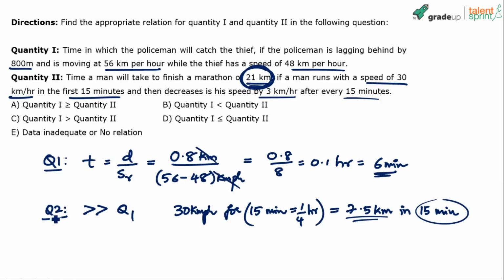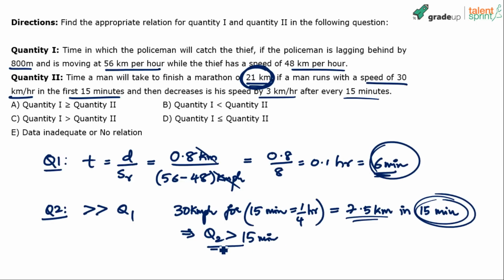Which means definitely quantity 2 is going to be more than 15. And 15 itself is more than 6. Remember, quantity 1 is just 6 minutes. In quantity 2, with not even half of the calculation, we have found that quantity 2 is going to be more than 15. You understand? If quantity 2 is greater than 15, obviously it is greater than quantity 1, because quantity 1 is just 6.